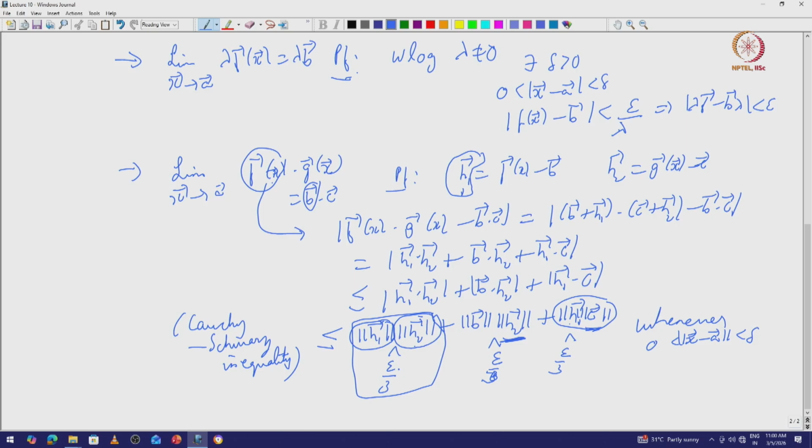The only tools you have at your disposal are the triangle inequality, as well as the Cauchy-Schwarz inequality, and some basic common sense. Right? You can make this as small as you want. That's all.